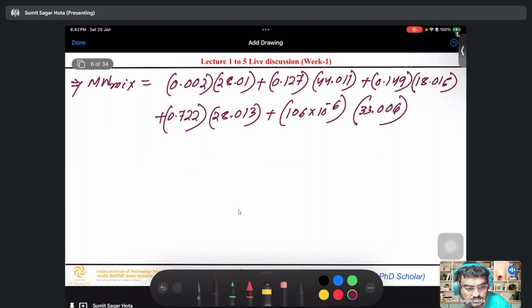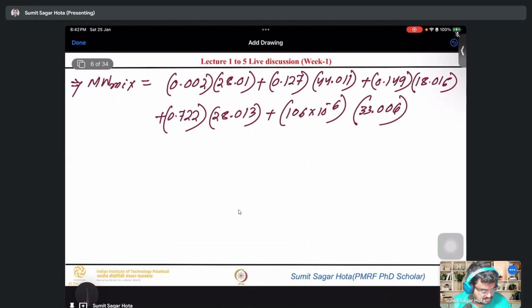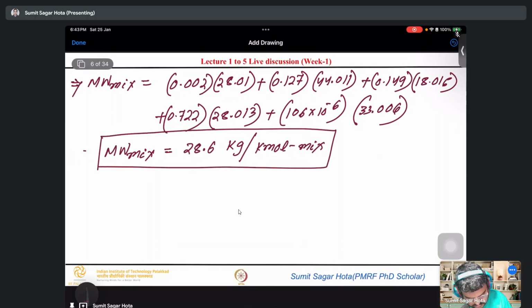So what is the molecular weight of the mixture? Now I need to solve it. It is 28.6 kg per kilomole of mixture, right?